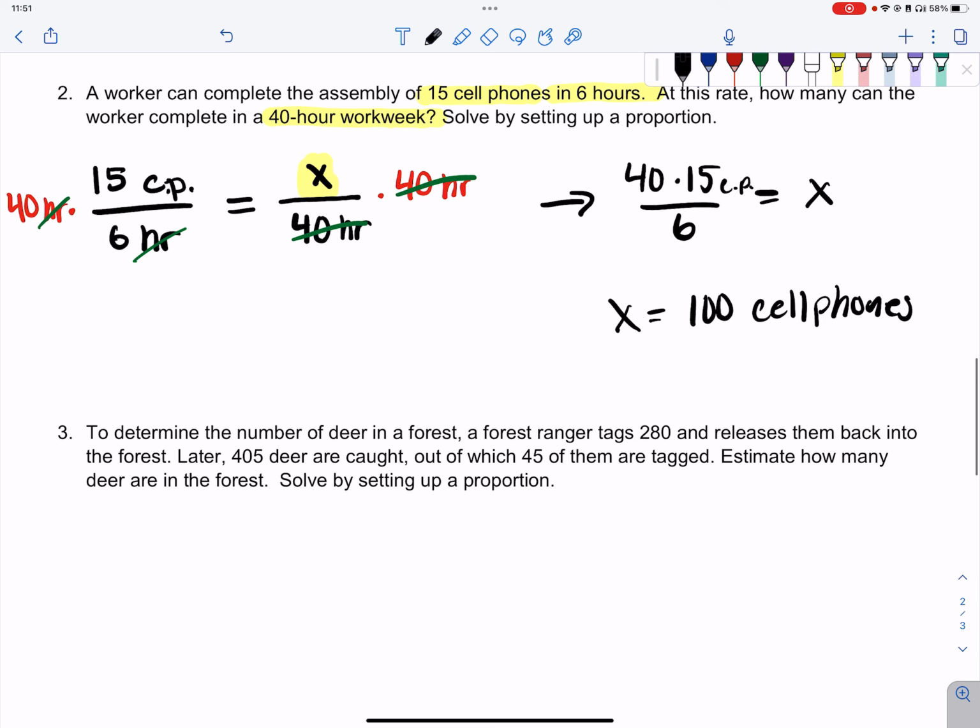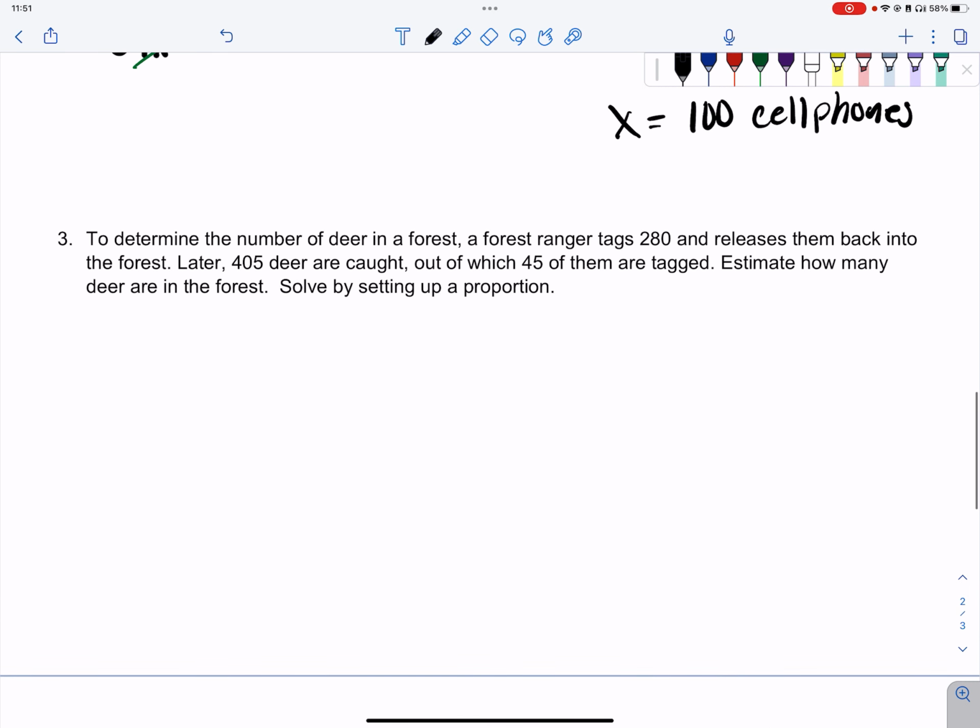Okay, so this last problem here is a little bit more difficult because it's dealing with sort of a ratio idea. So here we have been told that to determine the number of deer in a forest, a ranger tags 280 deer and releases them back into the forest. Later, they catch 405 deer, and of those 405, 45 of them are tagged. And we want to know how many deer there are in the forest.